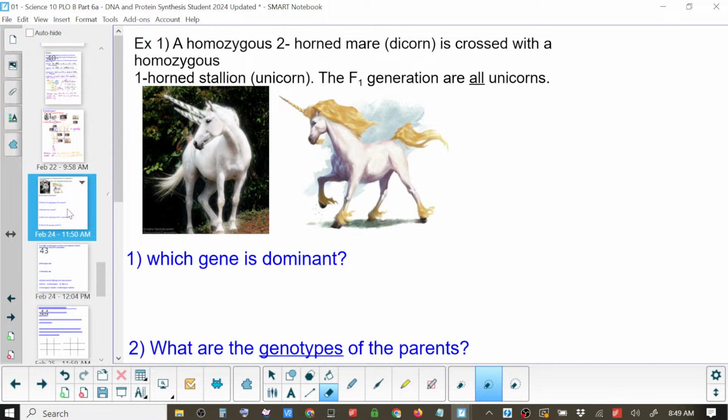Drawing unicorns is not required. Also, I don't like the way that wrapped. Why did it do that? That's weird.